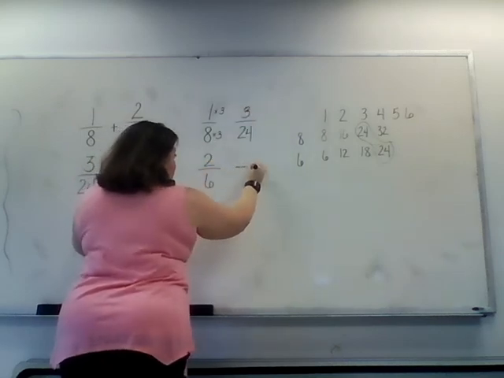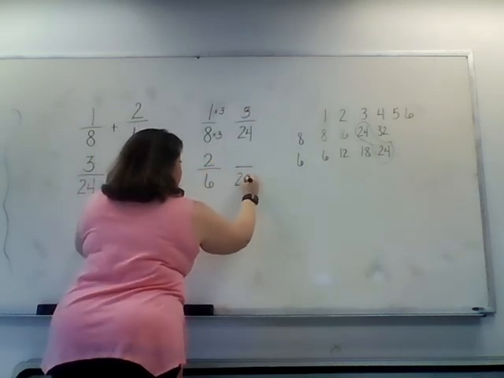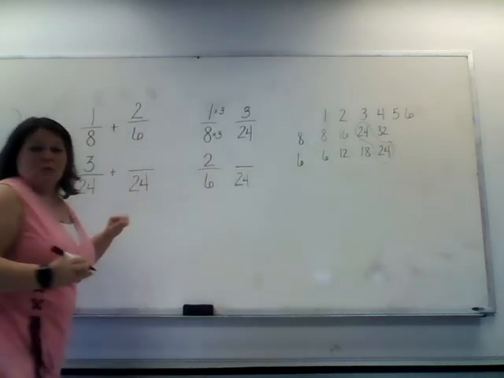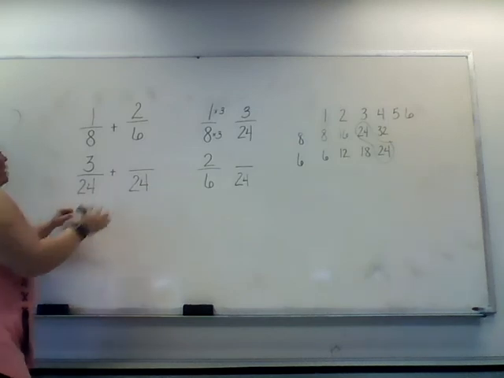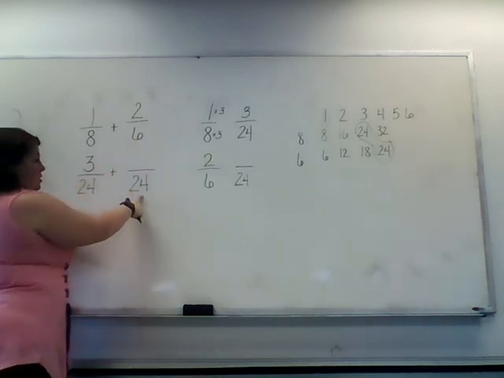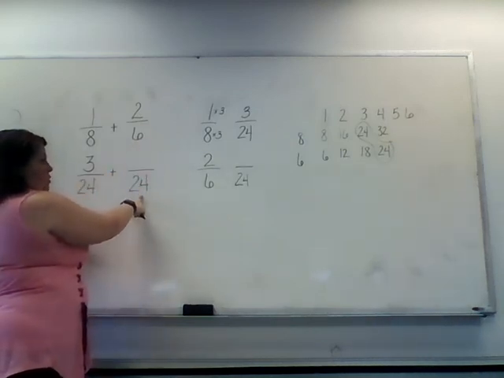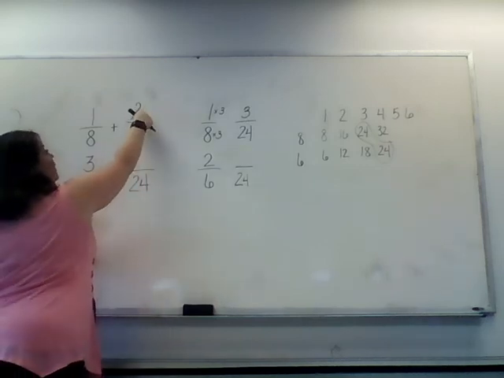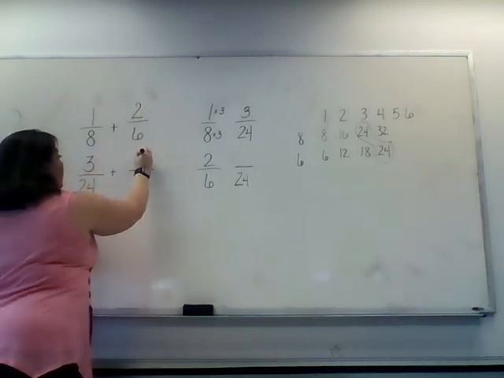I know you can't see this, but I'm leaning over tables. I think I mentioned it in the other video, so I'm like reaching because I'm so short. Okay, 6 times what is 24? So 6 times 4 gives me 24, which means I also multiply 2 by 4 to get 8.